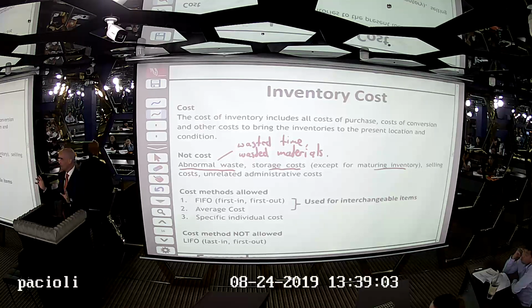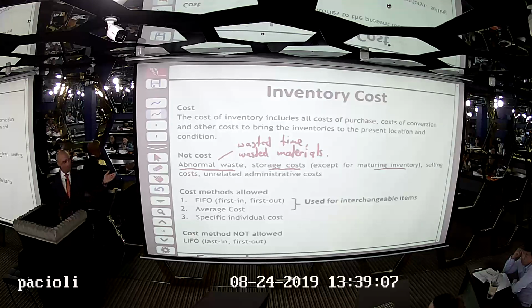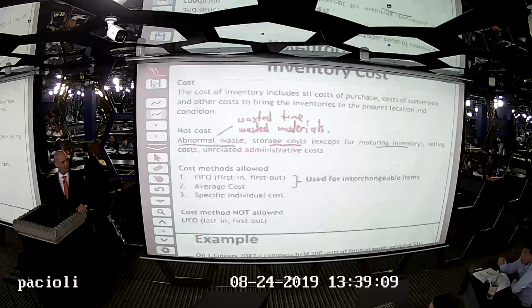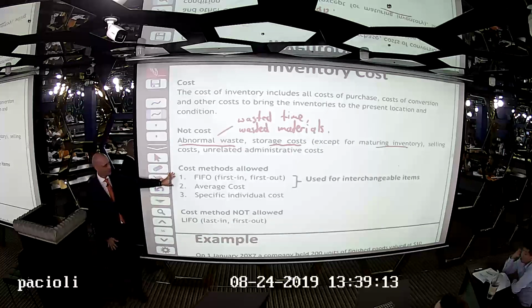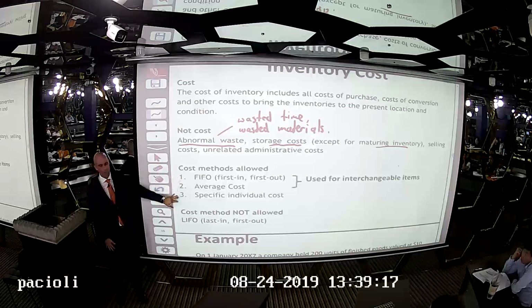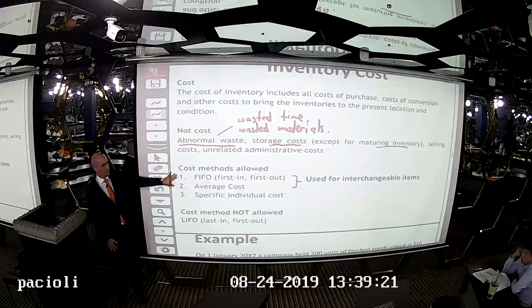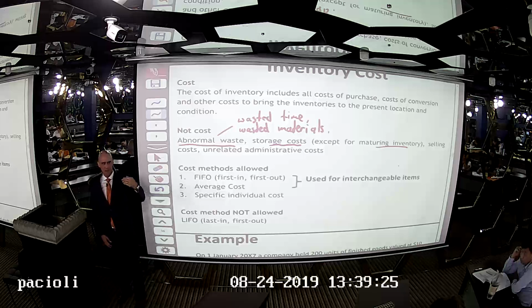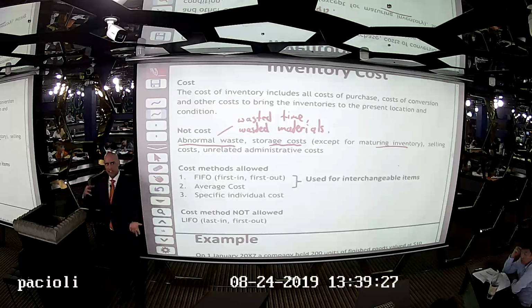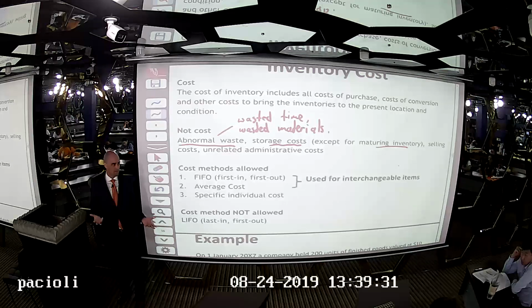Now, when you make or buy inventory, we have 3 ways to record the cost. The first two will be on your exam. The third one will not be on your exam, but the first 2 will. The first is first in, first out, and it means that the first one you buy is the first one that you sell, which is normal.